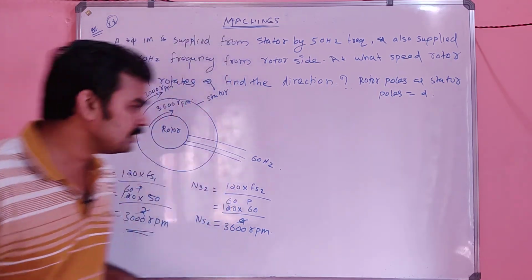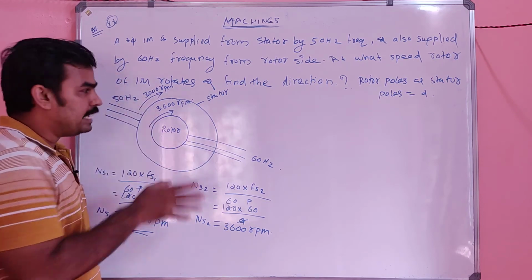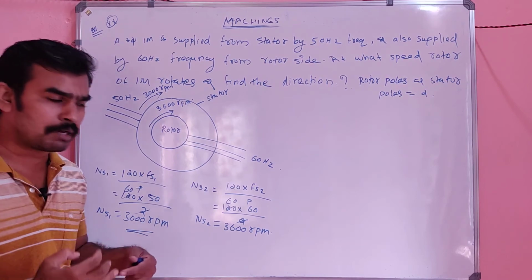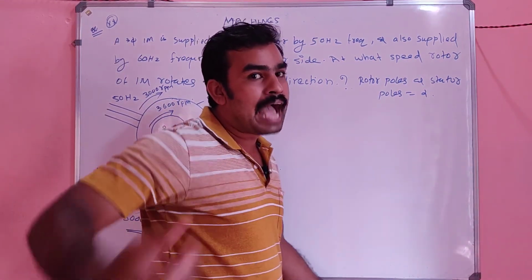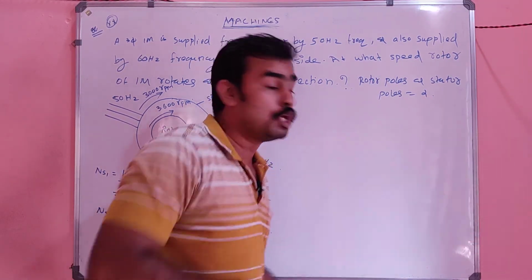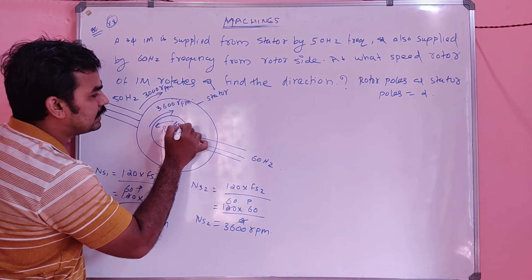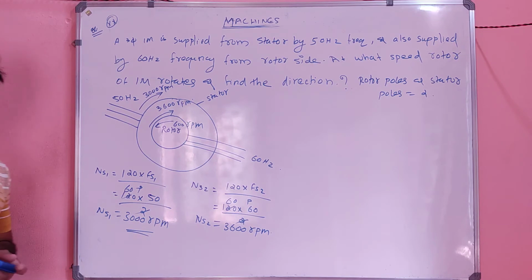Am I correct? That means in a similar case, the stator is stationary, it can't rotate, but it is assumed to rotate 600 rpm more, which means the rotor should fall back by 600 rpm. The rotor will rotate in the opposite direction by 600 rpm, my dears. This is a very important concept.